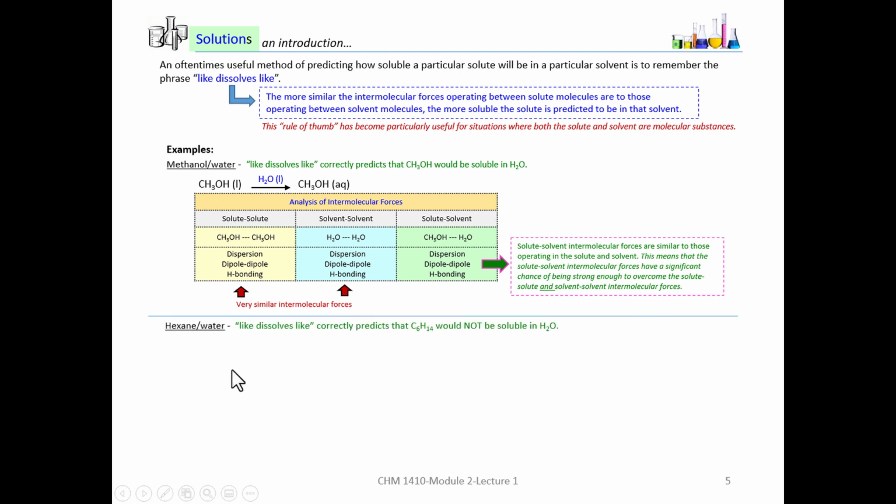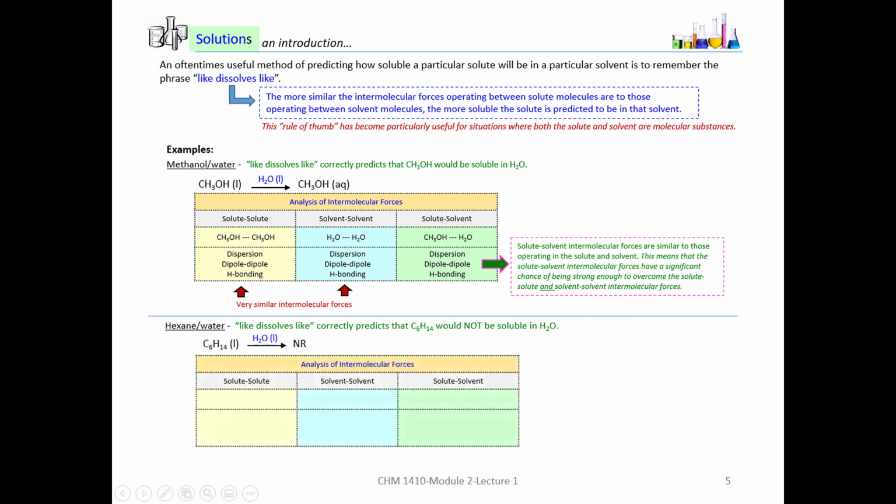How about hexane in water? Well, like dissolves like correctly predicts that hexane would not be soluble in water. Well, why is that? We'll use a similar chart. We've got hexane intermolecular forces, that would be the solute, intermolecular forces between water, and any potential intermolecular forces between hexane and water.